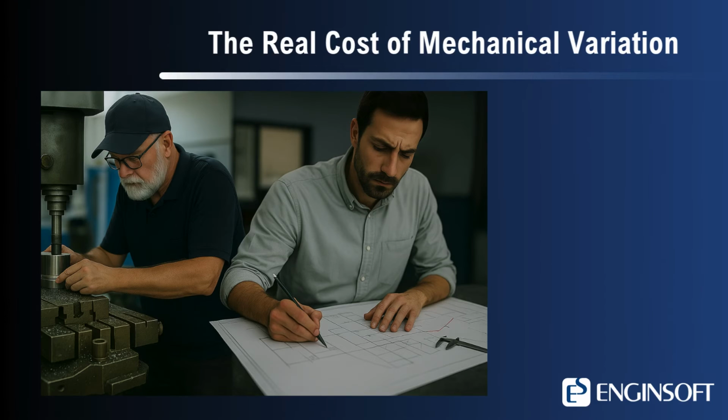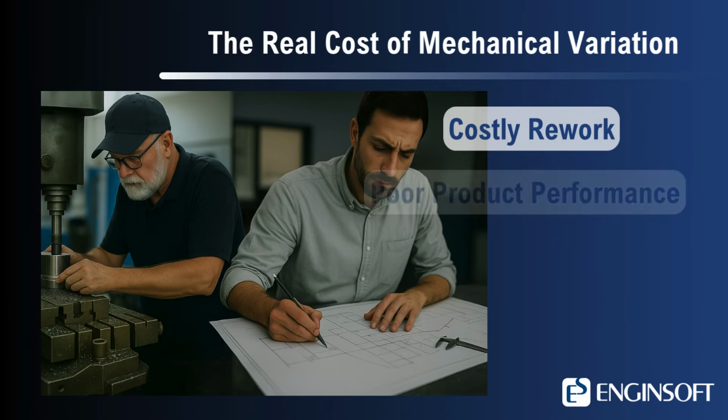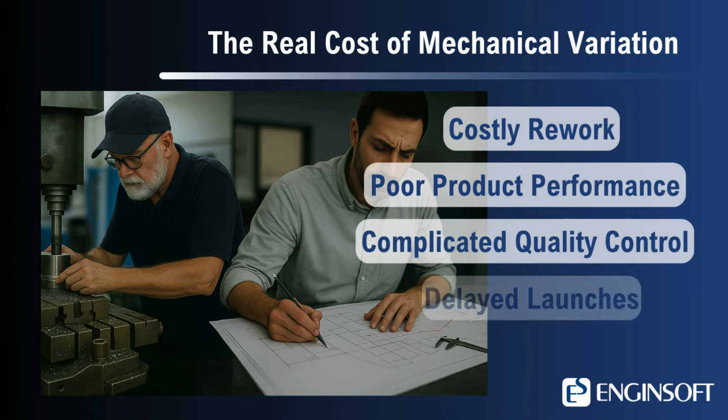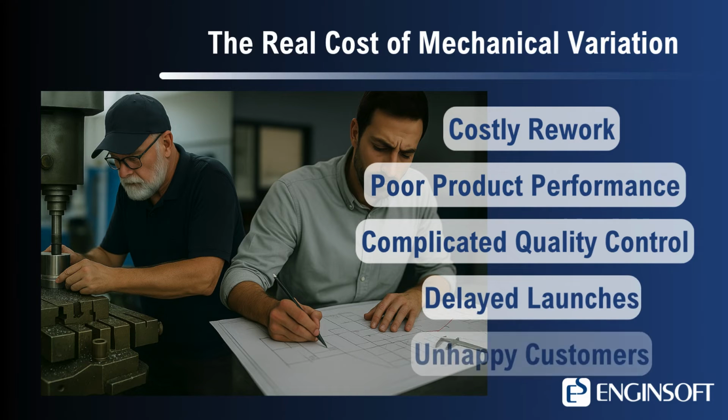These issues don't just affect product performance and reliability, they affect your bottom line. Uncontrolled variation and unforeseen assembly issues lead to rework, missed deadlines, delayed releases, rising costs, and ultimately, unhappy customers.